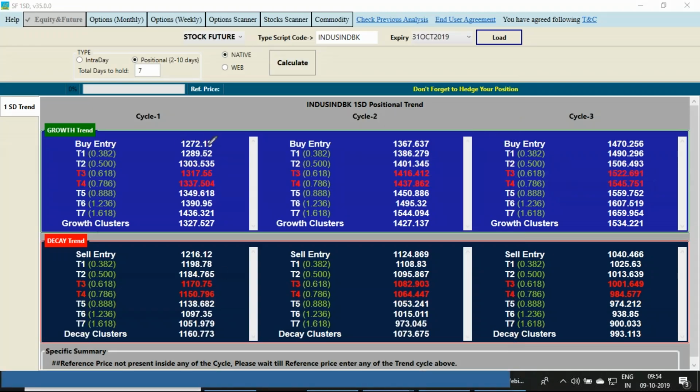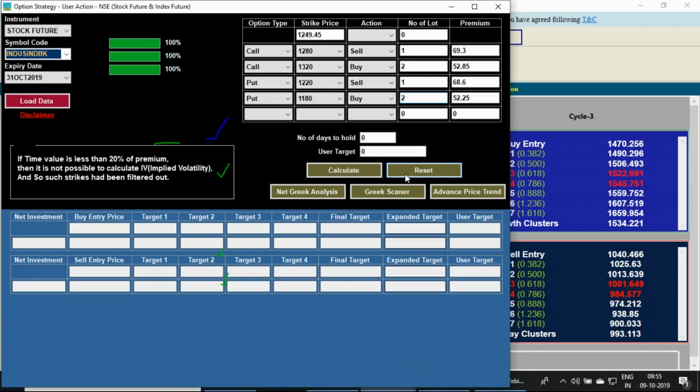So here I am choosing the 1280 strike, in concurrence with 1272, and I am choosing this 1320 because this is my first target. In the same way, I am going for the 1220 nearest strike, and 1170 is my target, so the nearest strike I am choosing is 1180. By this process, we will see all the deltas and everything here. We are holding for a 5 to 7 day period and calculating these values.